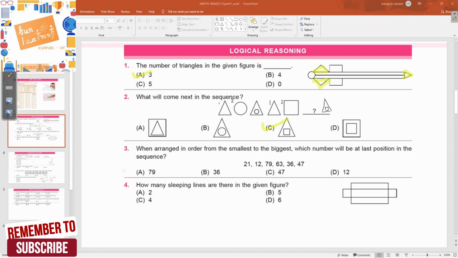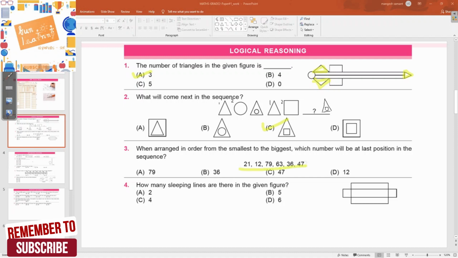Let's go to the third one. And remember children, as we are going through each of these questions, it's also important to read all the questions properly. So the third one says, when arranged in order from smallest to biggest, which number will be at the last position in the sequence? And the sequence given to us is this.